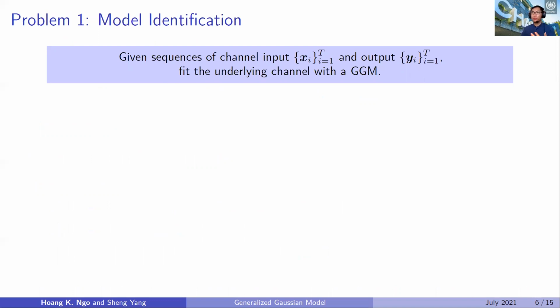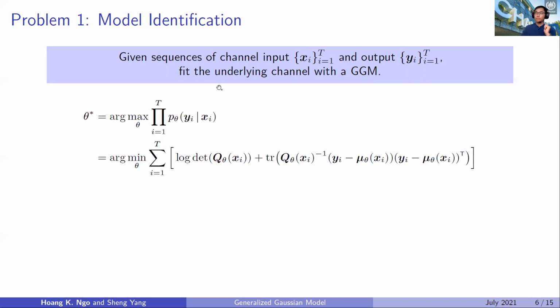Well, motivated by data-driven communications, we are given sequences of T channel input vectors and the corresponding output vectors. We want to fit the underlying channel with a generalized Gaussian model. And to do so, we maximize the likelihood of the output sequence given the input sequence in order to search for the best hidden parameter theta. And since the channel is memoryless, we can write that likelihood function as the product of the likelihood function computed at each data point. Well, this maximization can be written as a minimization of the sum of the minus log likelihood at each data point.